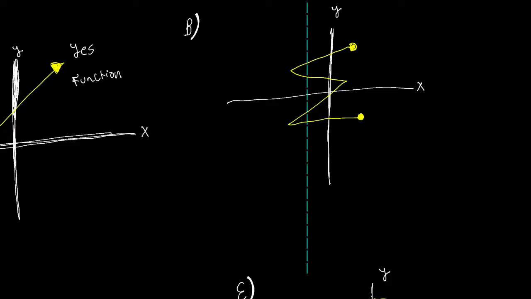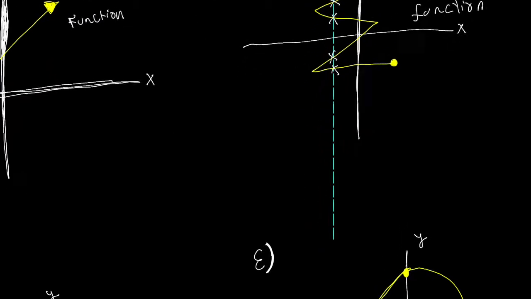So this is bad because if this was a function, the vertical line should only intersect the graph at 1 point, and here you can see that it intersects at 4 points. So here we would write, this is not a function.